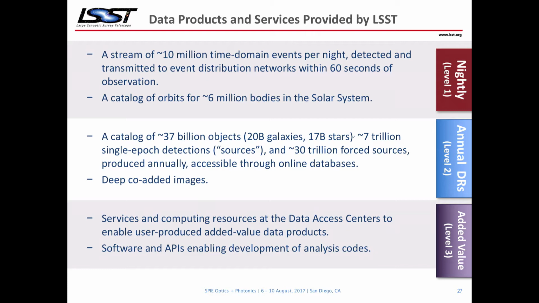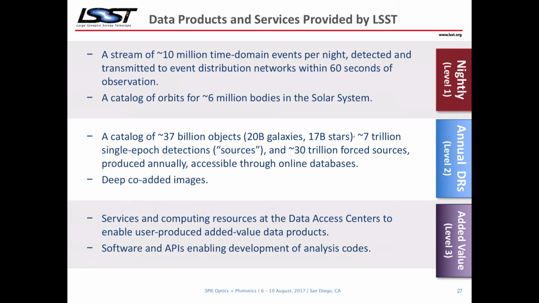It turns out the largest component of those time domain events are asteroids. So we need to recognize that changing things in the sky are asteroids and determine their orbits so that we know the next time we see them that they're asteroids. So we have to catalog all the moving objects. There'll be about 6 million bodies in the solar system that are cataloged.